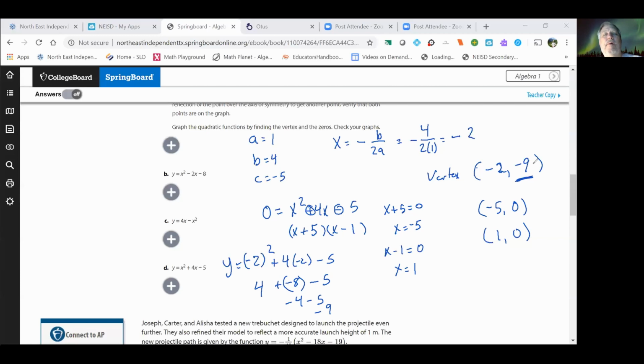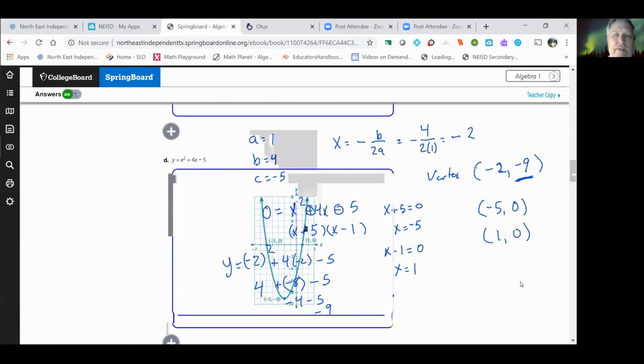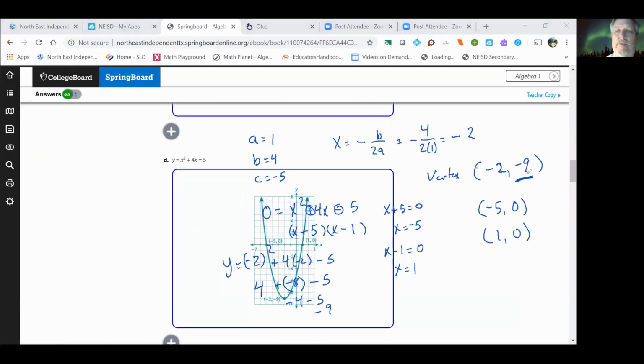Okay, so now I have my 3 points to use to graph. And let's go ahead and take a look at it and see whether we got them right. All right, so we'll take a look at this now. We have our -2, -9, so that's that point right there. That's the vertex. We have our -5, 0, and we have our 1, 0. So it all works out. And this is what we would use to solve the graph. All right, so let's go ahead and move on.